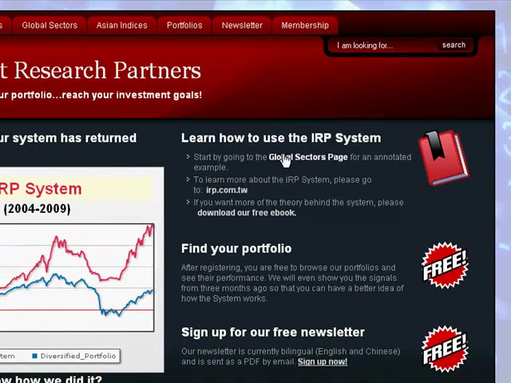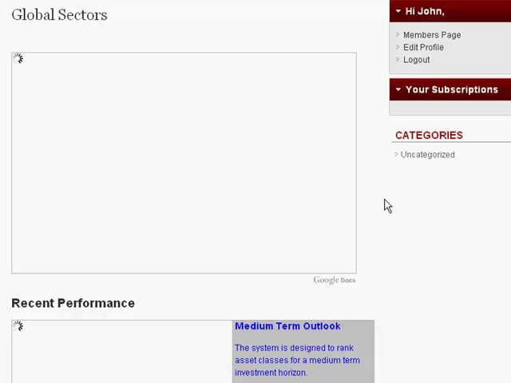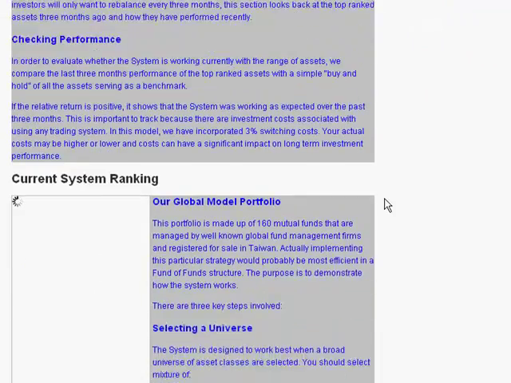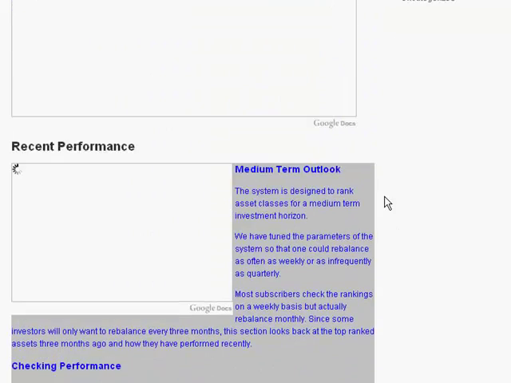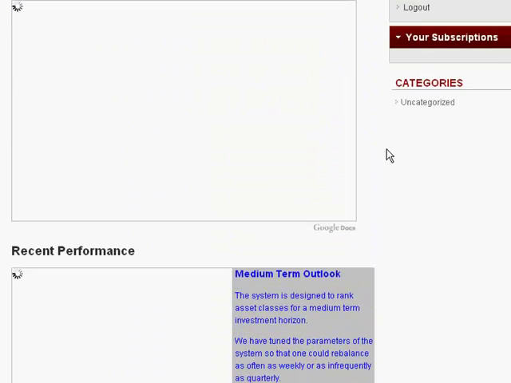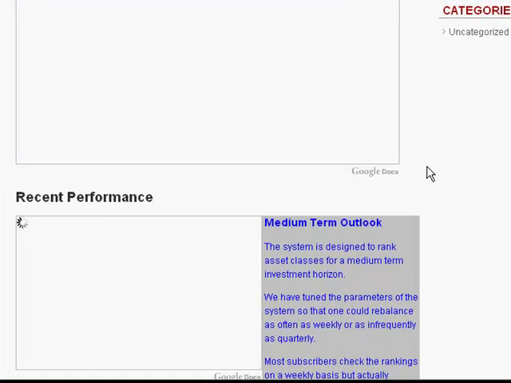Under Learn How to Use IRP system, you have a couple of choices here. Let's start with the global sectors page. That'll show how this chart was put together. You'll go to this page and you'll see one chart and two tables will pop up. These are coming from Google Docs, so that they'll always stay fresh, and they do take a little bit of time, but we think the time that they take is more than compensated by the freshness of the data.